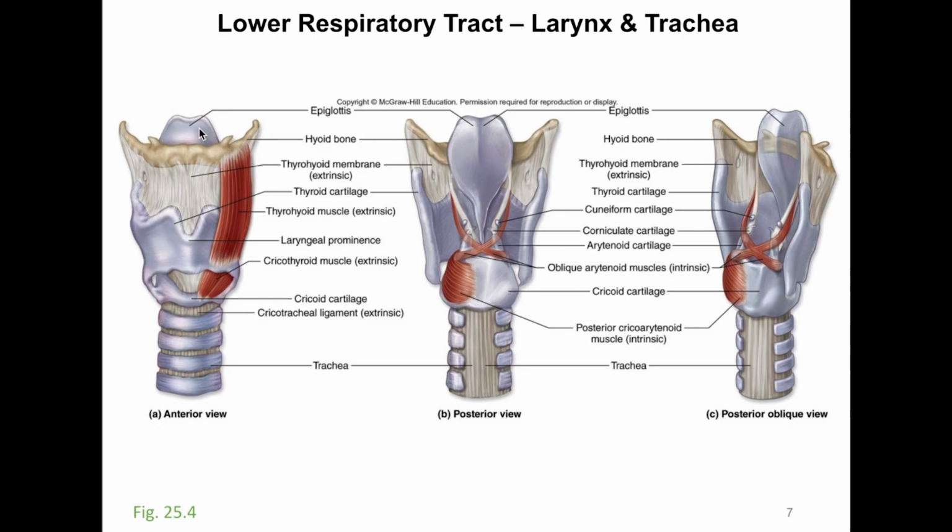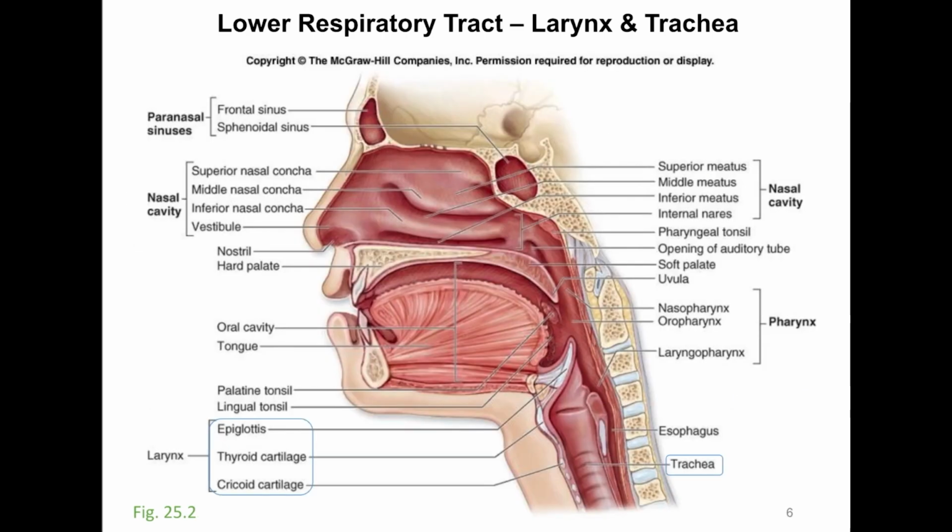So here is your epiglottis. And again, we looked at the epiglottis. Sorry, I don't know if I did look at the epiglottis, but the epiglottis is right here. And it's the flap that comes down and closes over your trachea when you swallow, so that food will go down your esophagus instead of your trachea here.